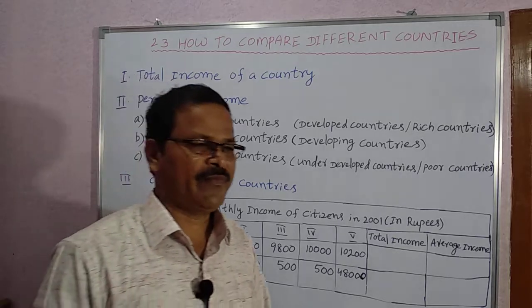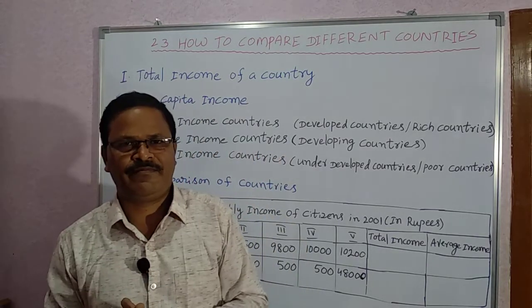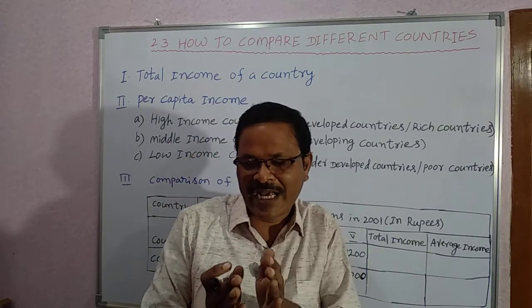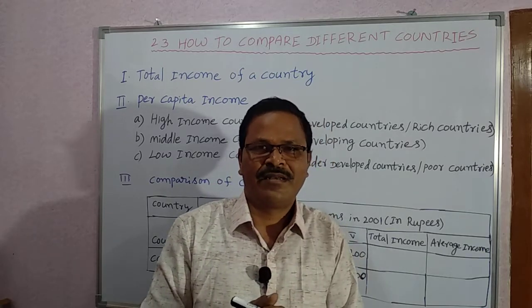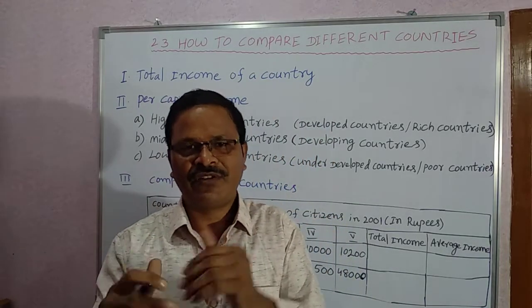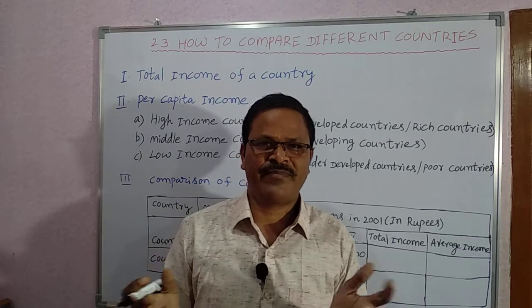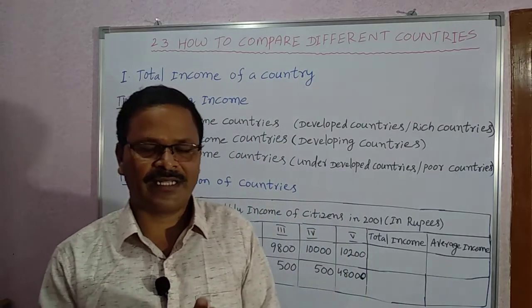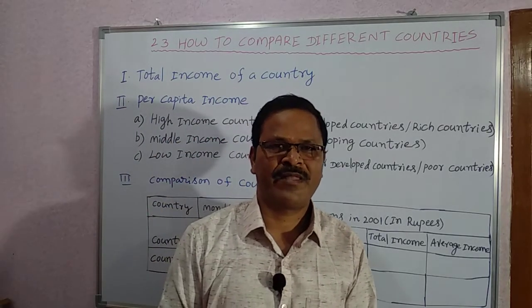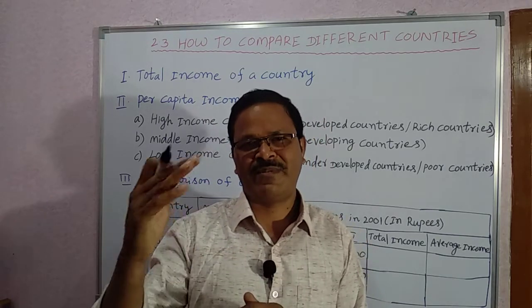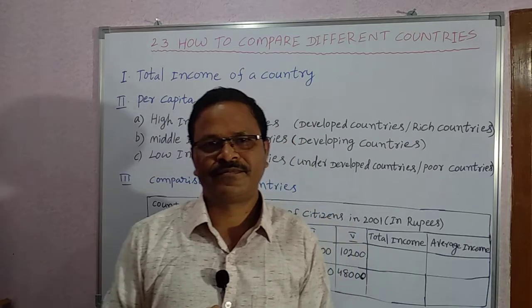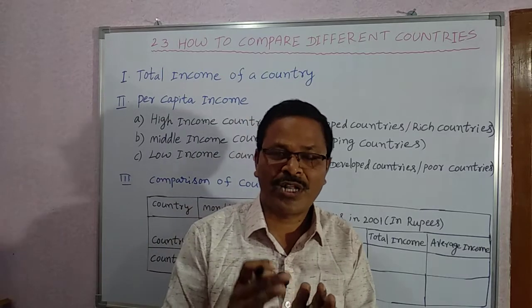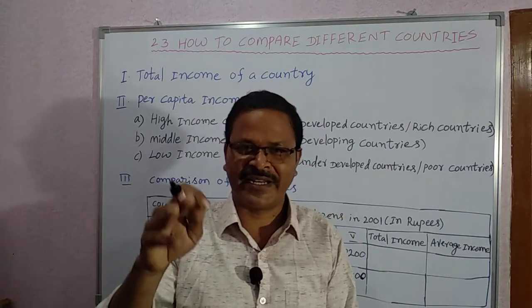Per capita income means average income. How do we get the average income of a country? How do we get the average income of your family? For example, if there are 5 persons in a family, we can get the average income of that family: the total income of the family divided by the total members of the family.